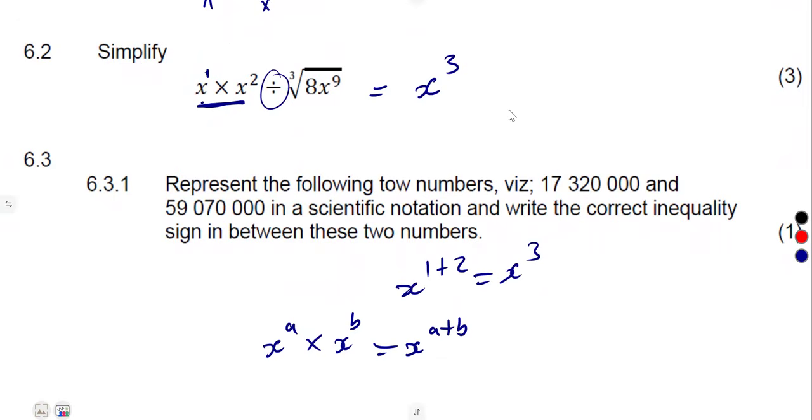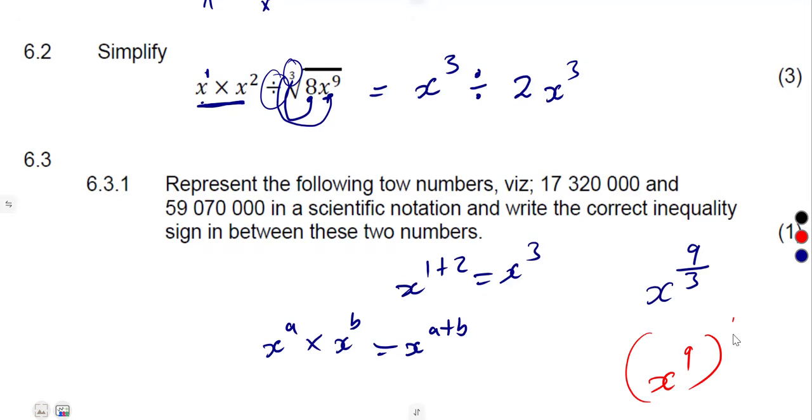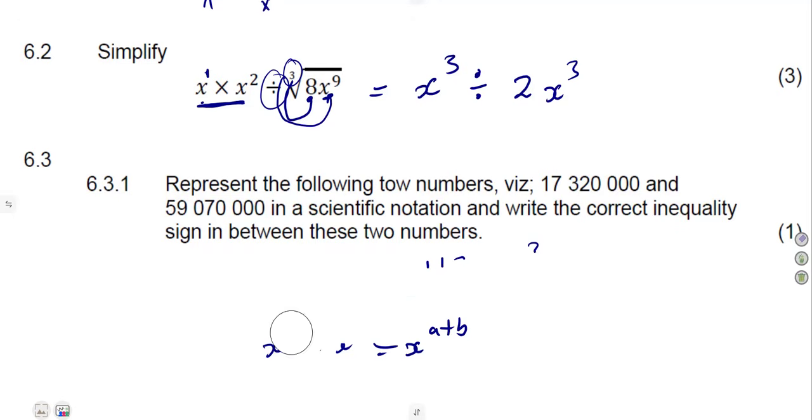All right, divided by what? The cube root of 8. We know that is what? 2. What about the cube root of x to the exponent of 9? Remember I said you can just take the exponent and divide by the number in the root sign, which is 3. Or we can say it is x to the exponent of 9 raised to the exponent of 1 over 3. So many ways.